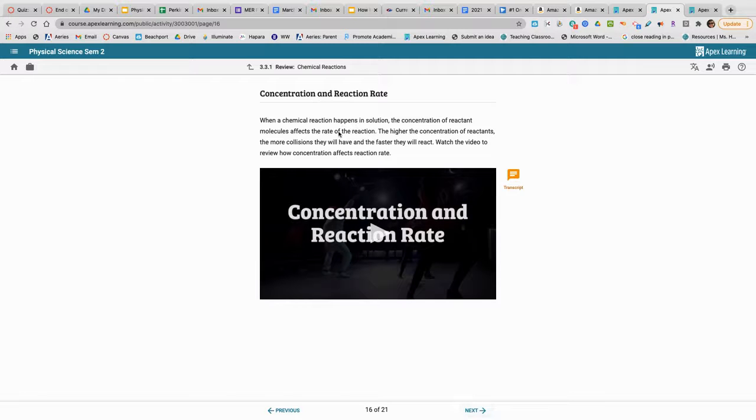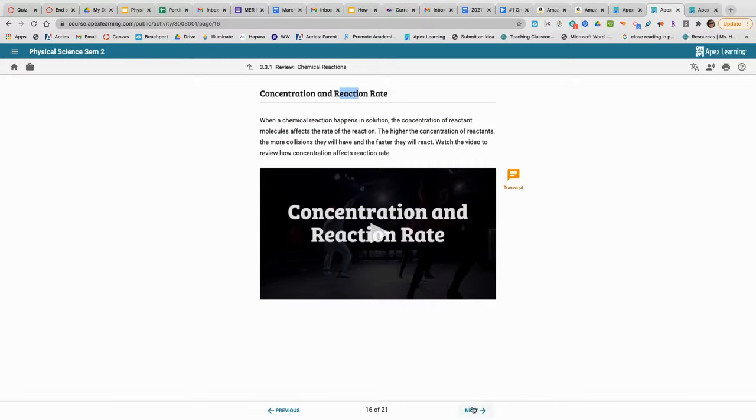All right, how do concentration and reaction rate affect how fast, or the rate, of chemical reactions? So I'll have you watch this video on your own. I'm not going to play it right now just to save time, but the idea here is the more molecules of the reactant you have, the more likely there will be collisions between those molecules, which will then produce a product. So higher concentration means you will produce products faster because there's a higher chance of collisions. So increase the concentration, increase the reaction rate.